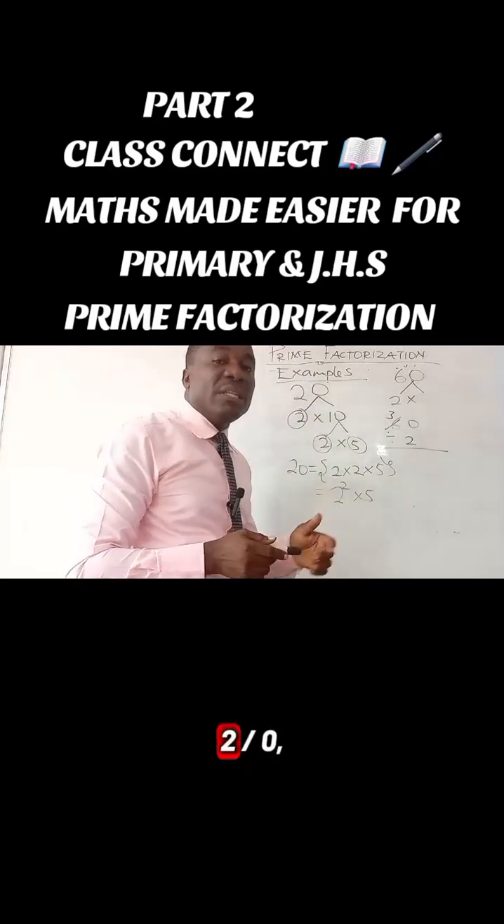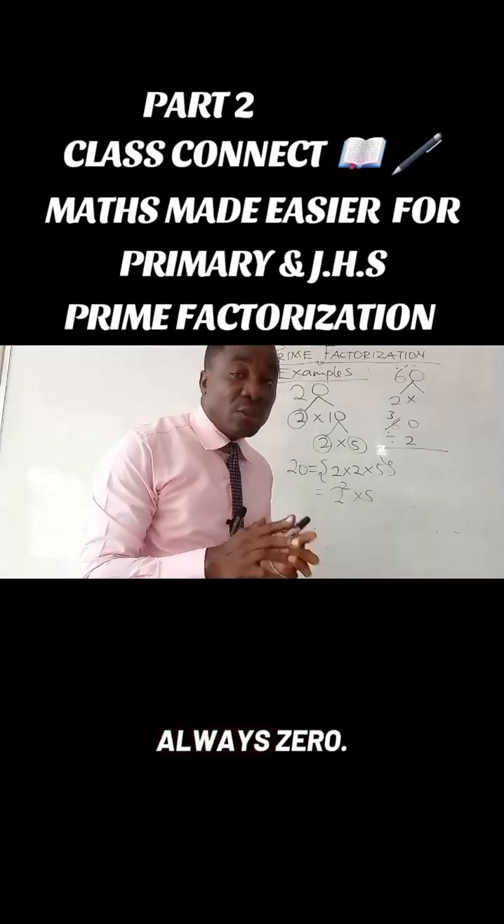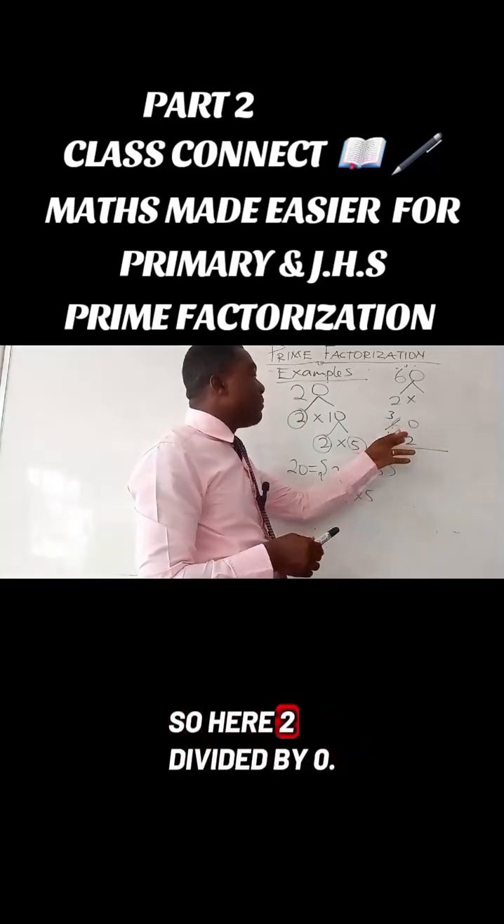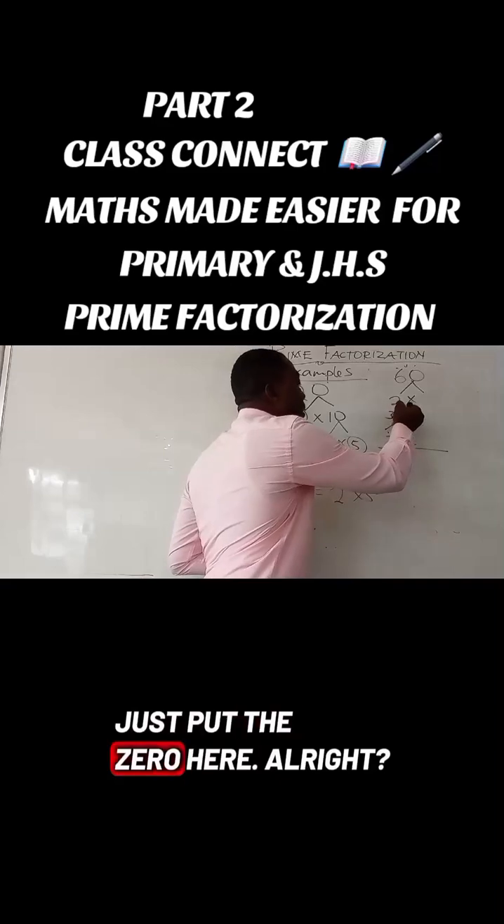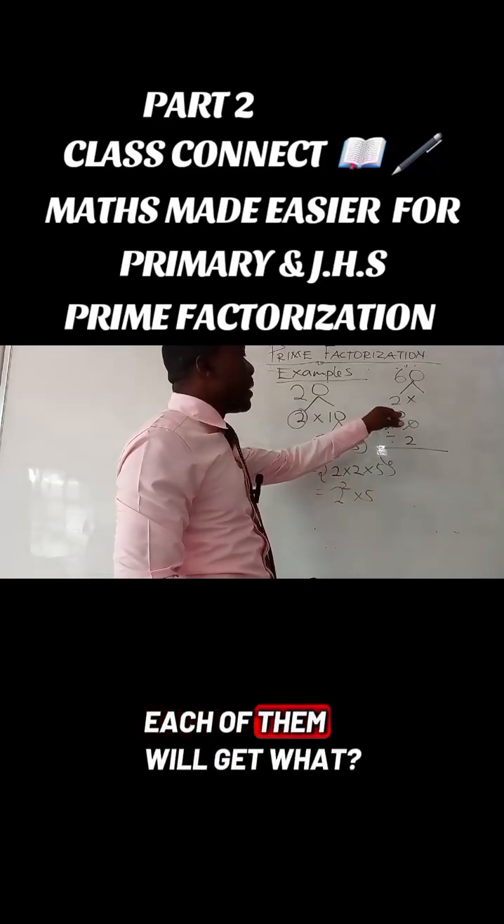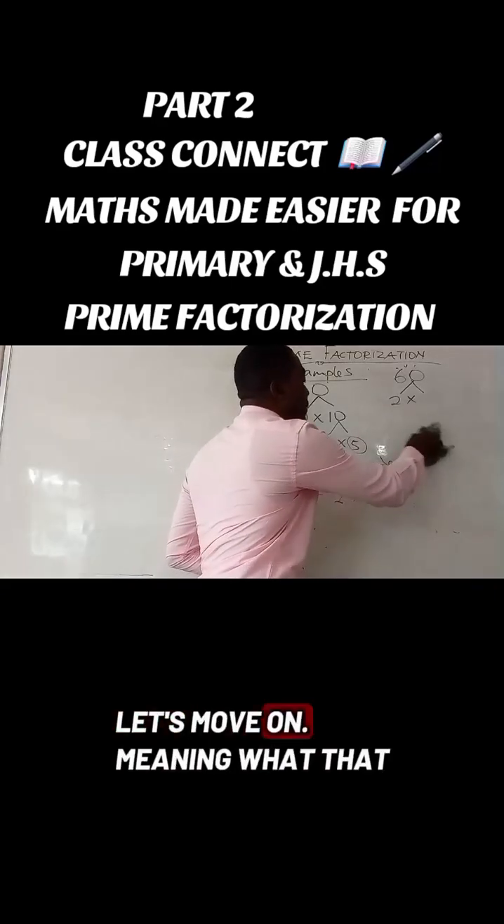Now, 2 divided by 0. A number divided by 0 is always 0. Is that clear? It's always 0. So here, 2 divided by 0, you don't even need to divide, just put the 0 here. It means that 2 people are sharing 60, each of them will get what? 30. All right? Good. Let's move on.